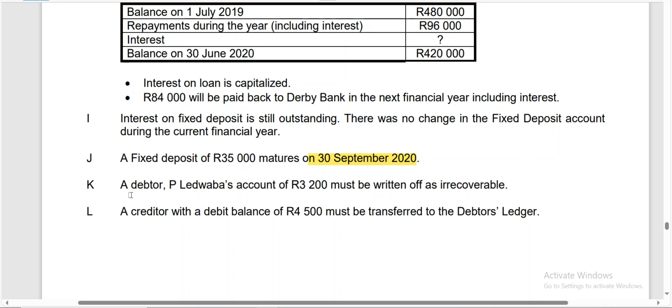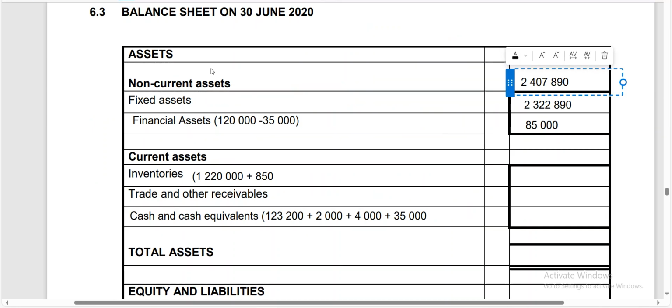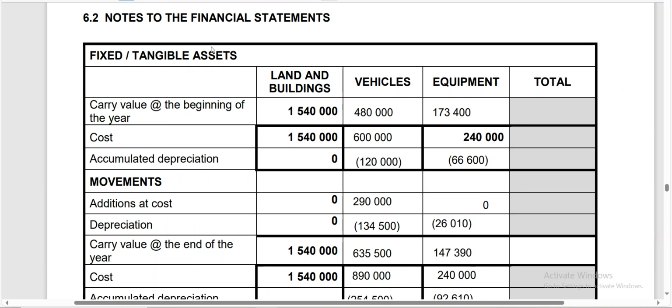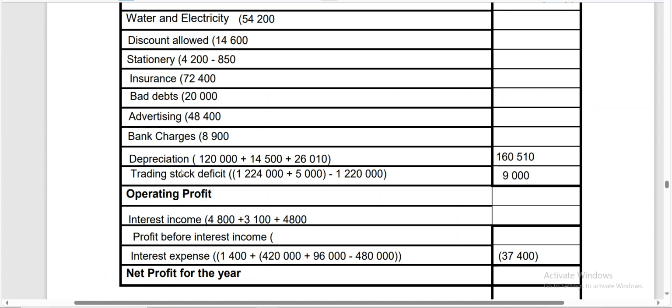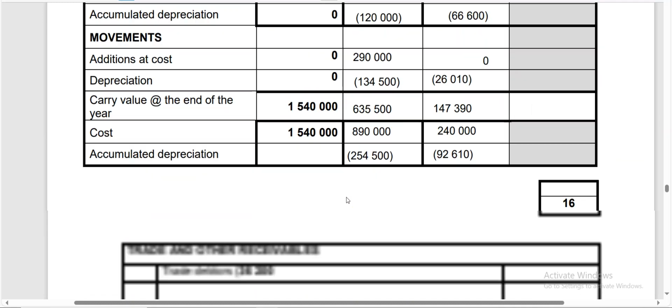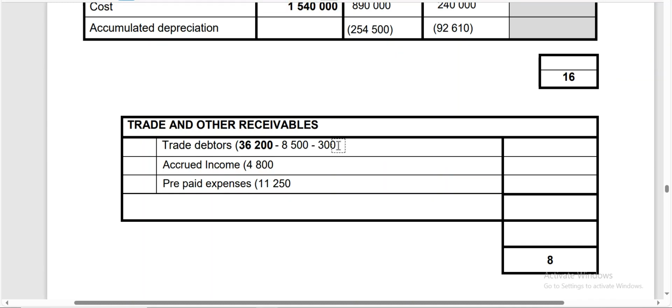Okay, the next adjustment says a debtor Pilidoba's account of 3,200 must be written off as irrecoverable. We know that once we write off someone as a bad debt, we are taking them out of the debtors' control. So although our bad debts are increasing by 3,200, our debtors are decreasing. So under bad debts here, we're going to say plus 3,200, and then under trade and other receivables, we are going to subtract that 3,200, because this person will no longer be our debtor.